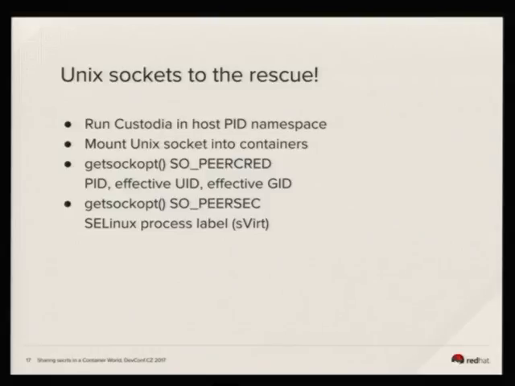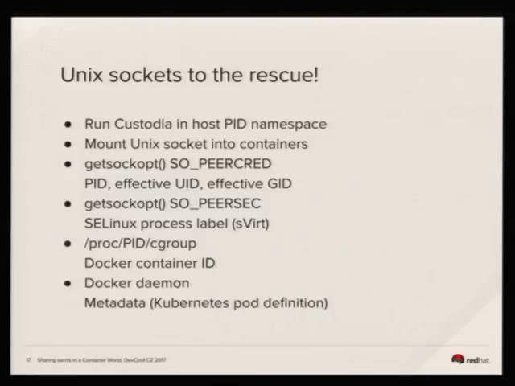With both of this information, we can then look into the proc file system, into the cgroup file, and use some regular expressions just to extract the container ID from the cgroup file. There's where the bad hack starts, and now it gets really scary. We also bind mount the Docker daemon socket into our Custodia container and then use the Docker daemon to fetch additional metadata from the Docker. That's what we want to remove.